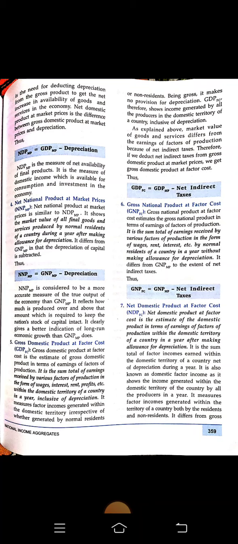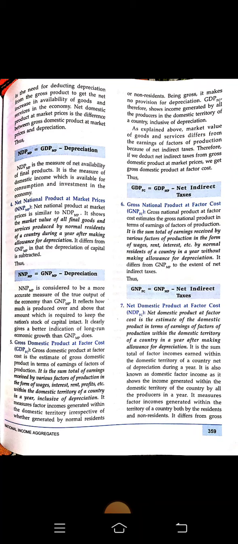Okay, next we are having GDP at factor cost. GDP at factor cost is the sum total of the earnings received by various factors of production in the form of wages, interest, rent, profits, etc. within the domestic territory of a country in a year, inclusive of depreciation. So GDP at factor cost is equal to GDP at market price minus net indirect tax. Next we are having gross national product at factor cost. Gross national product at factor cost is equal to gross national product at market price minus net indirect taxes.